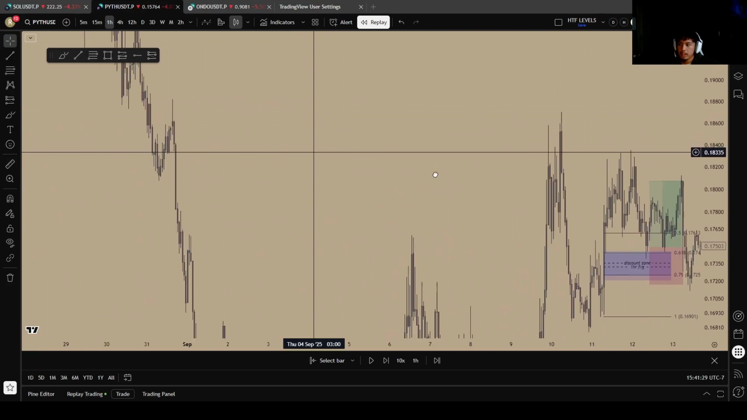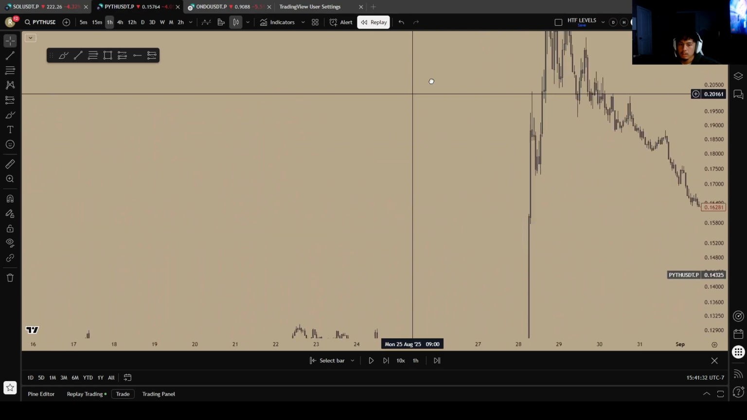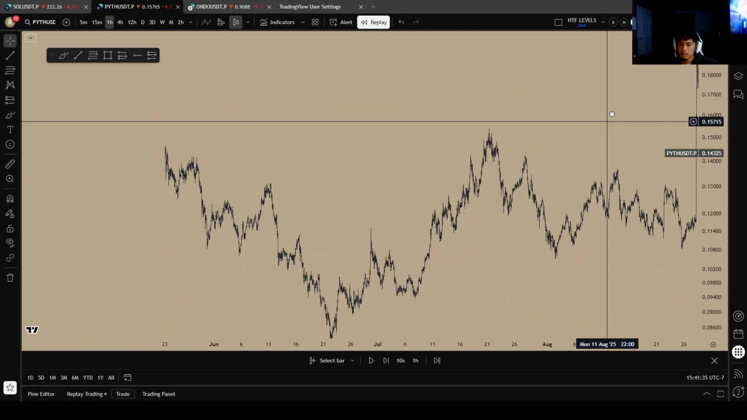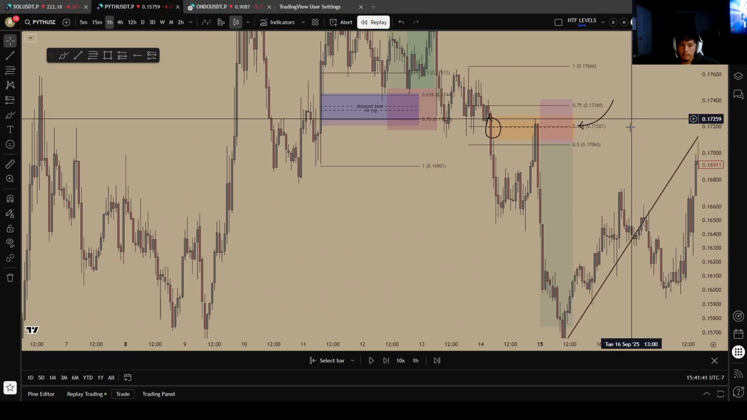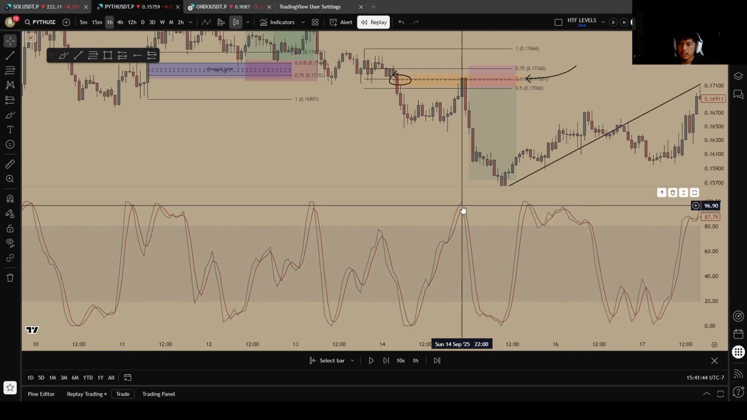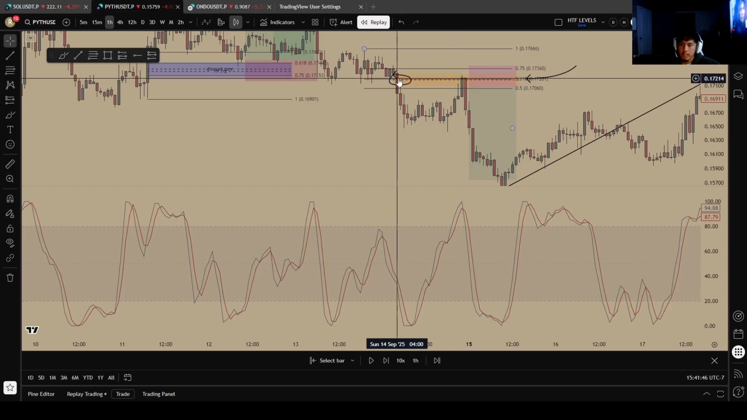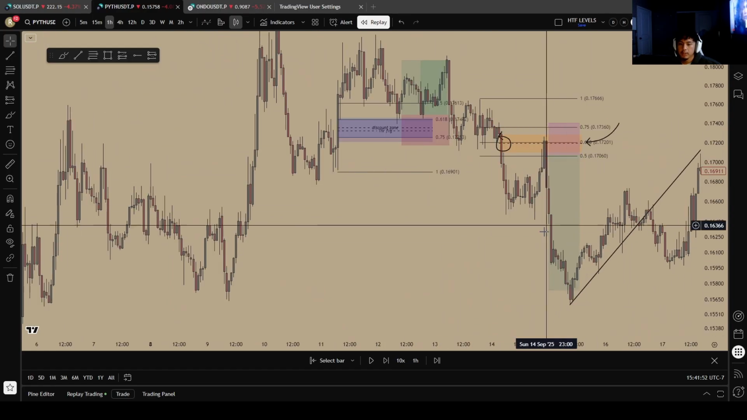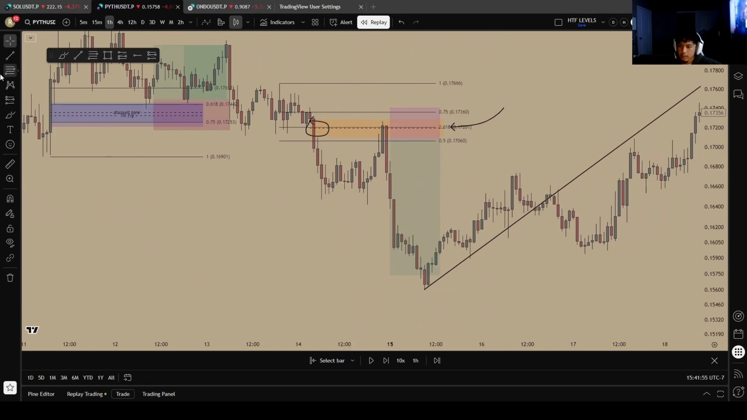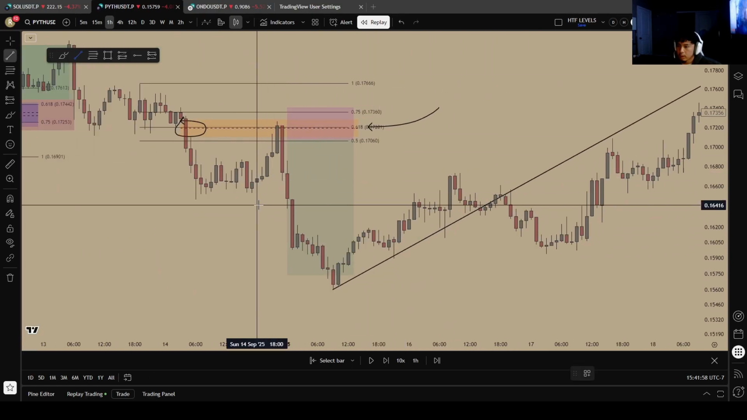So if we go back to that example over here, let's see. It's right here. So right here, if you look at the RSI, it's overbought. It's inside of a bearish fair value gap, inside of the premium. It's overbought. So this is a short opportunity right here, right? And then if you look at it, you have all this liquidity right here.